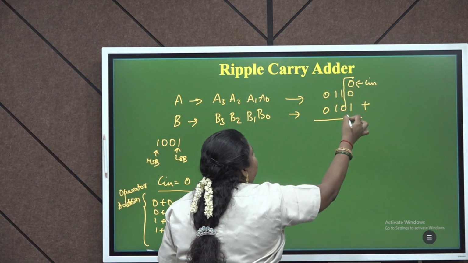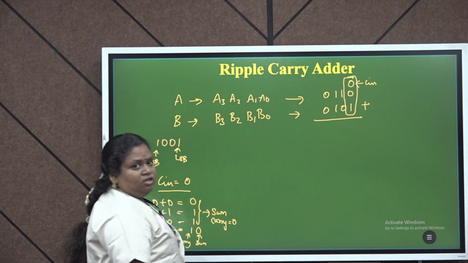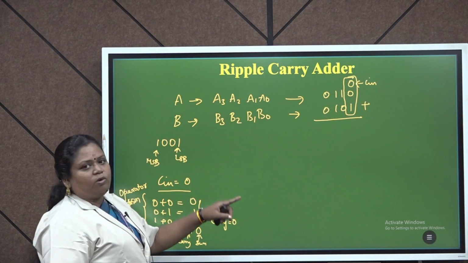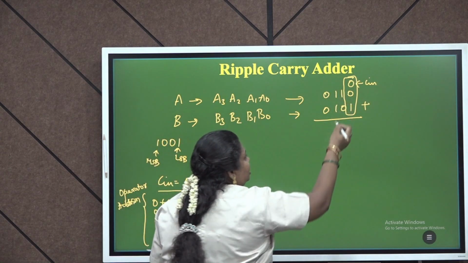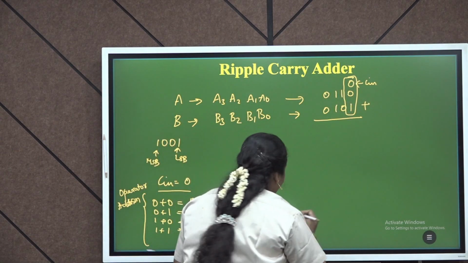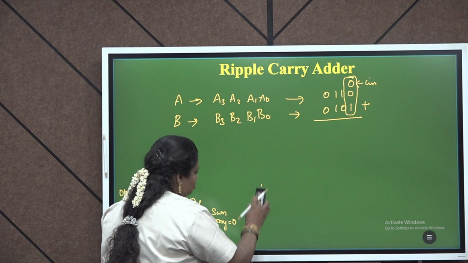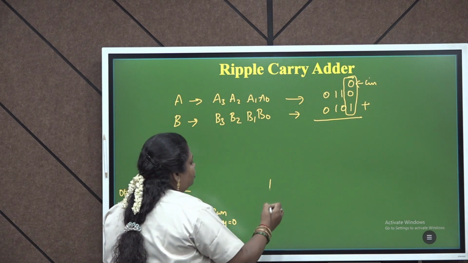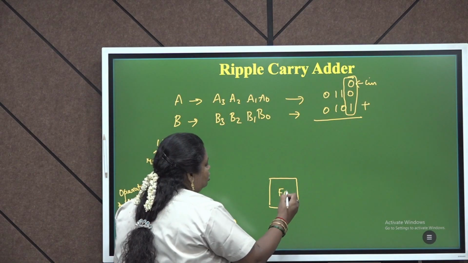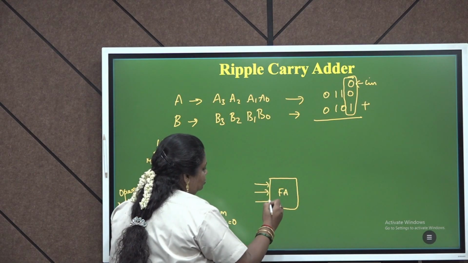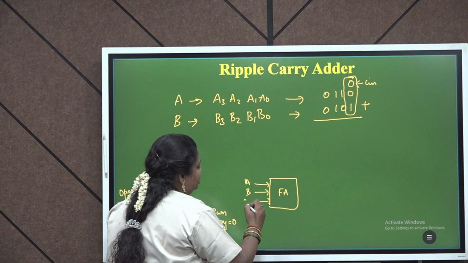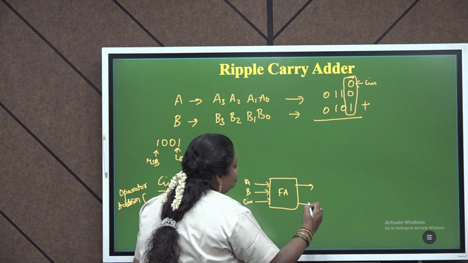So I am going to do an addition of these 3 bits, right? So 0 plus 0 plus 1. Since we are having 3 bits, for a full adder circuit, we always know that we will have 3 inputs, A, B and C in, and we will get 2 outputs, one is your sum and the other is carry.